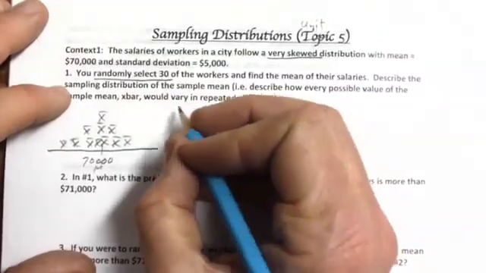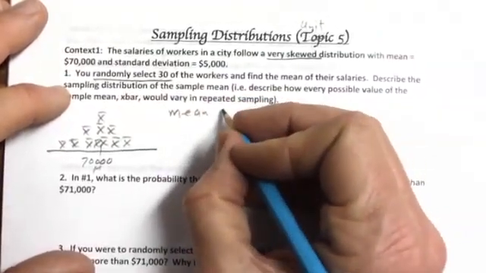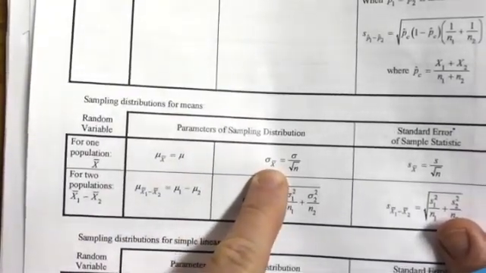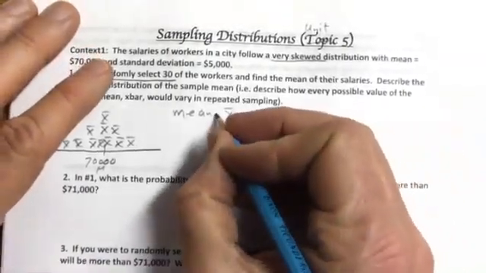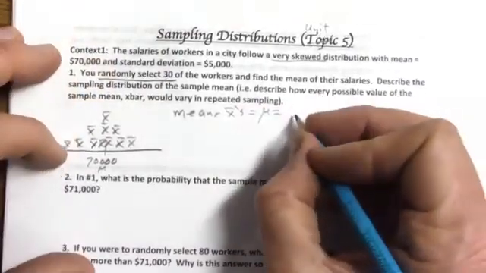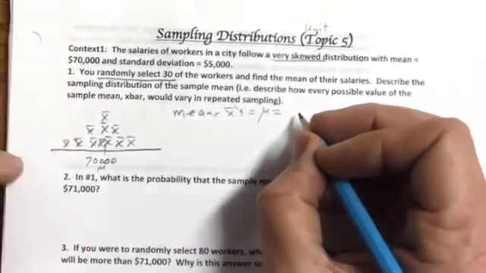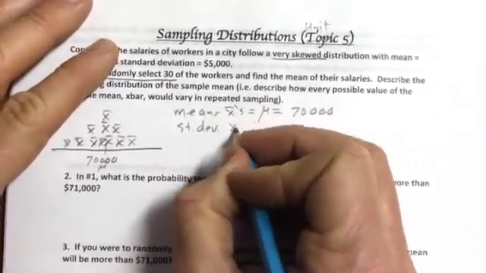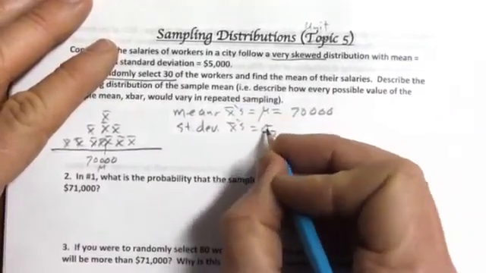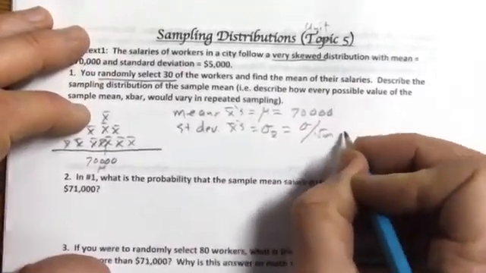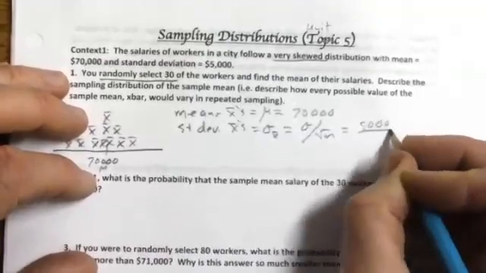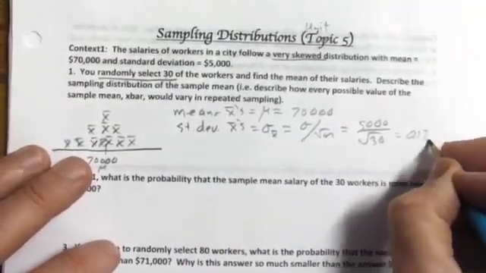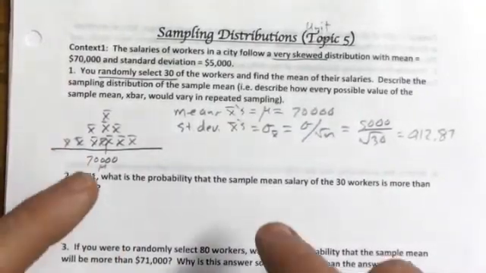So you would say the mean of the x bars, that is this sampling distribution for means, will equal mu. And then the standard deviation, that would describe spread, is sigma over the square root of n. So the mean of the x bars is equal to mu, and so that would be 70,000. And the standard deviation of the x bars, sigma sub x bar, is equal to sigma over the square root of n, which is 5,000 over the square root of 30, and that is about 912.87 or so.